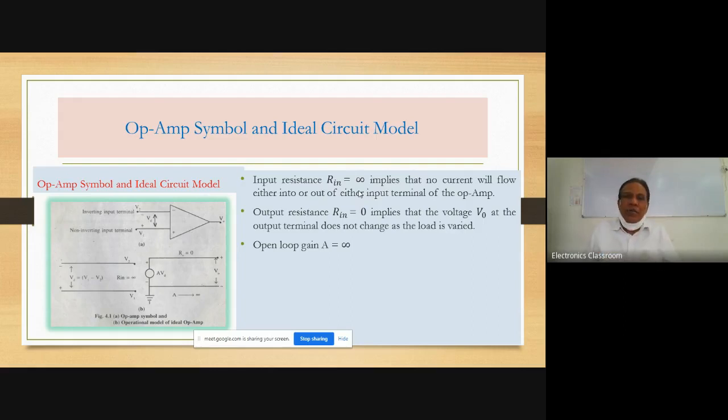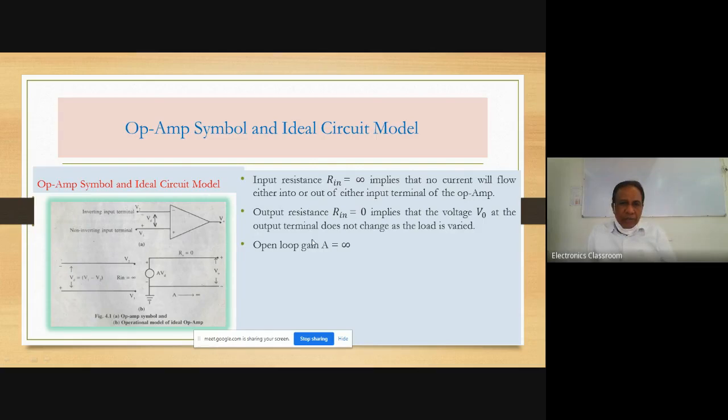Resistance is a property of the material, and its property is to oppose the flow of current. Infinite resistance means it does not allow any current into the op amp or out of the op amp. So, in short, we can remember that Rin equal to infinity is the assumption, and its meaning is that due to the infinite resistance, current does not flow into or out of the op amp. This is the implication of Rin equal to infinity.